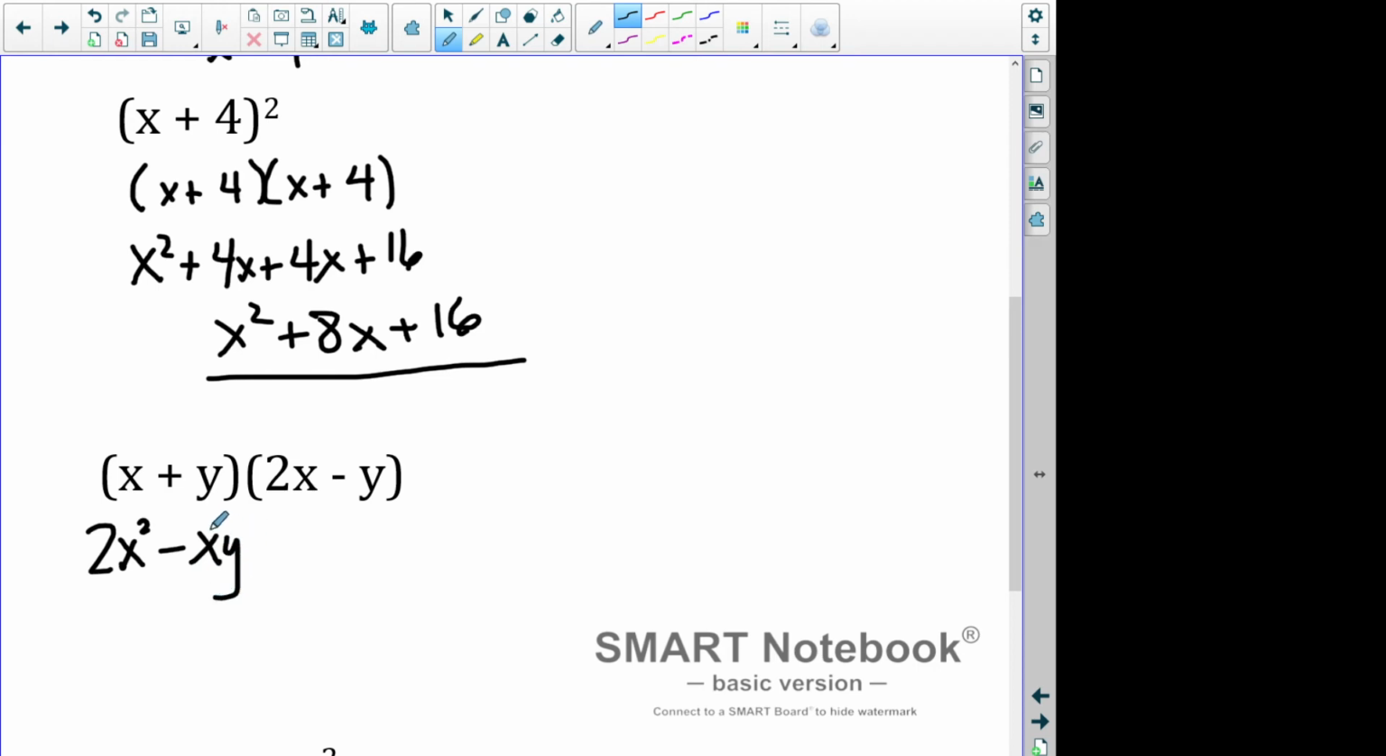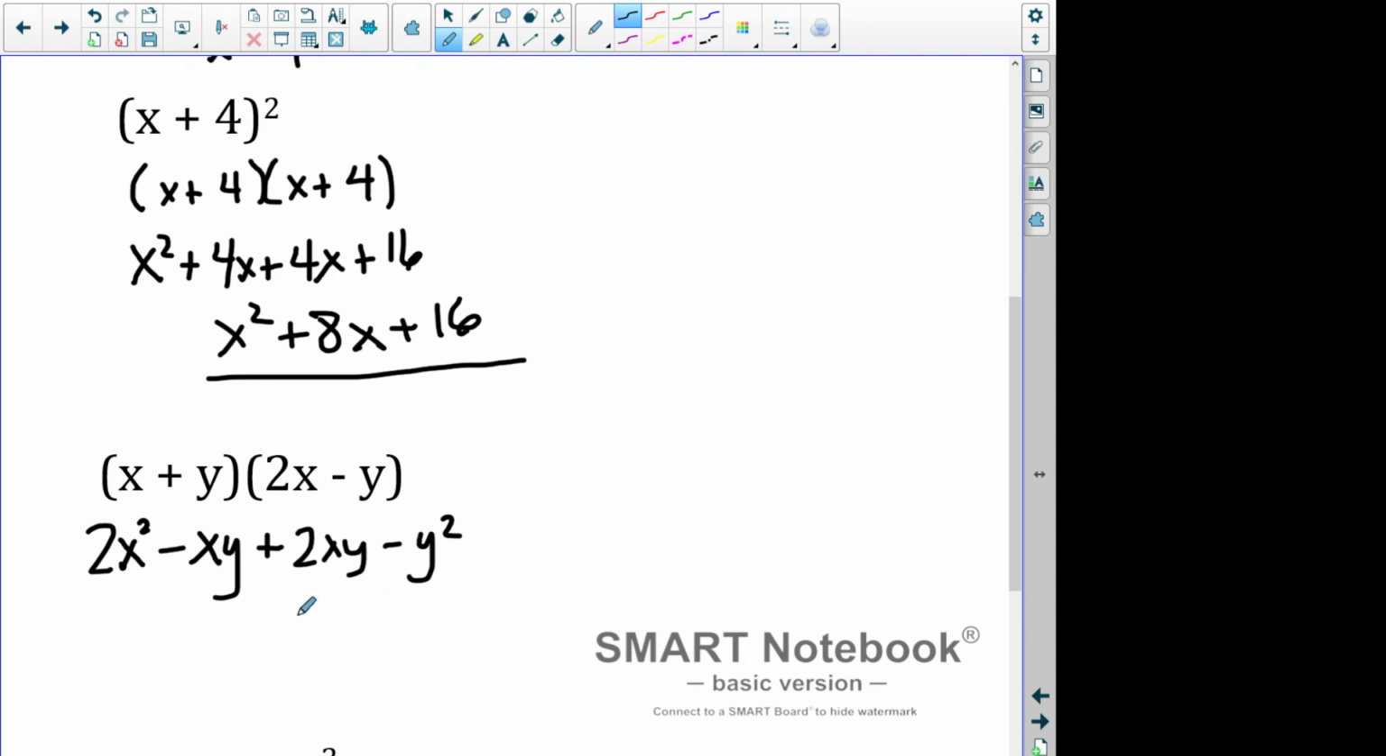Don't do anything with the exponents. They're not the same base, so I'm not adding the exponents. And then I have y times 2x, so that gives me 2xy. And then I have y times negative y, that gives me negative y squared. Multiply the numbers, positive times negative gives me negative, and y times y gives me y squared.